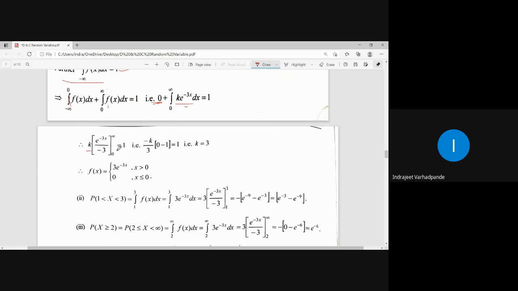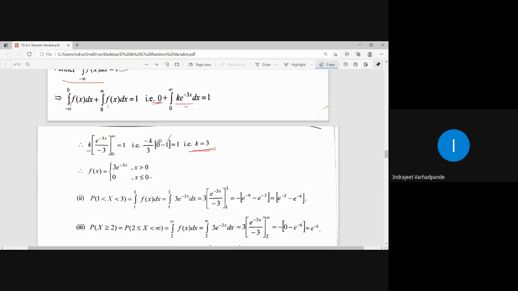Integration of e to the power minus 3x is e to the power minus 3x upon minus 3. k is outside. Put the limit 0 to infinity. E to the power minus infinity is 0. E to the power 0 is 1. So minus k by 3 into minus 1 is k by 3, equal to 1. So the value of k becomes 3. Is it okay? Yes, sir.